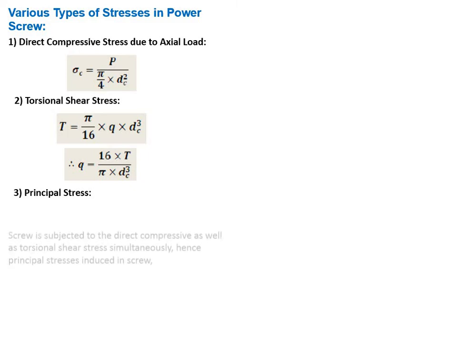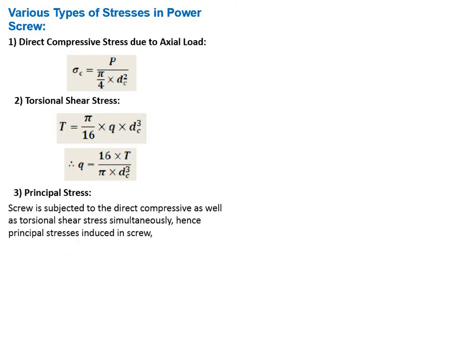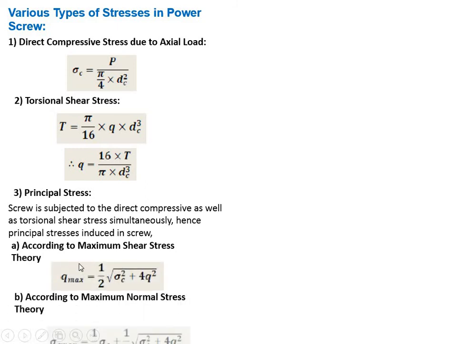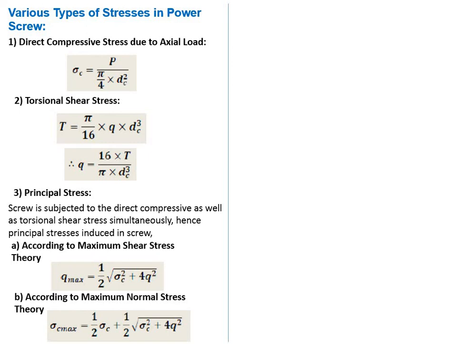Then the third one, the principal stresses. When the screw is subjected to the direct compressive as well as the torsional shear stress simultaneously, principal stresses are induced in the screw. According to the maximum shear stress theory, tau max is equal to 1 by 2 square root of sigma c square plus 4 q square, and according to the maximum normal stress theory, sigma max is equal to 1 by 2 sigma c plus 1 by 2 square root of sigma c square plus 4 q square. You need to memorize these formulas to find the various types of stresses in a power screw.